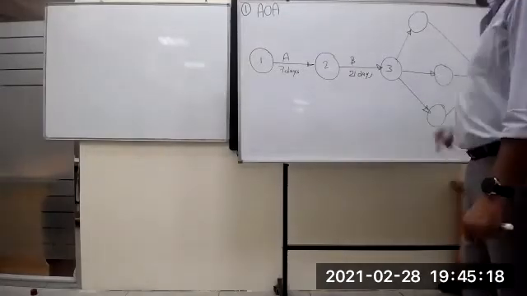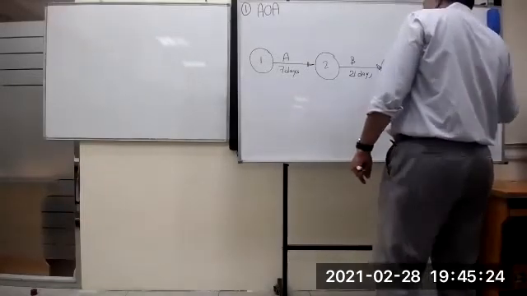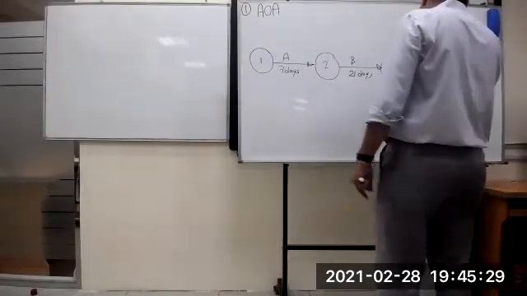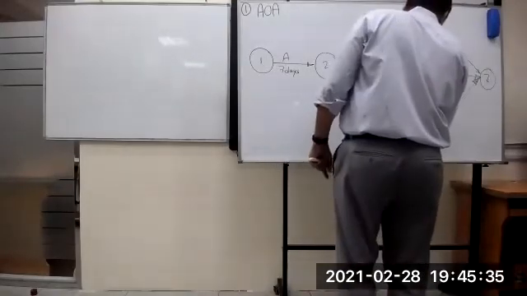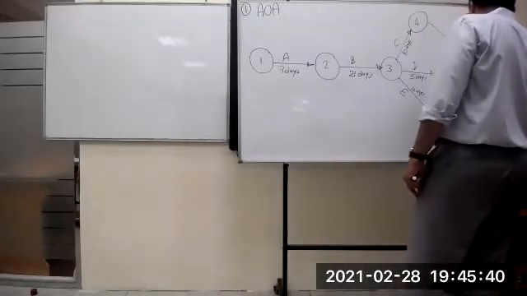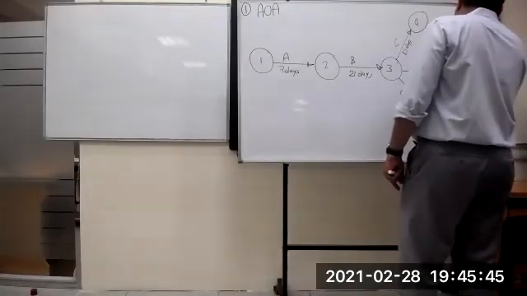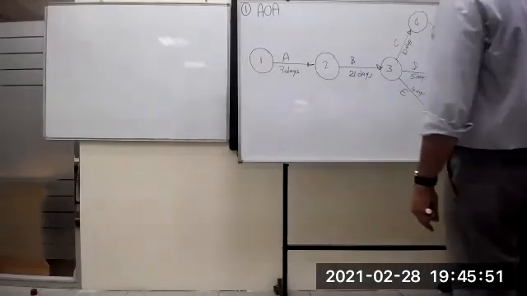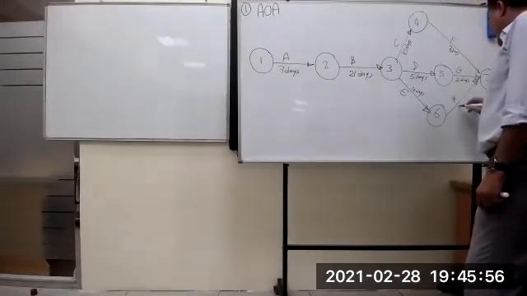How many activities now? 1, 2, 4, 5, 6, 7. A, B, C, 10 days. D, 5 days. And E, 10 days. A, B, and G is 2 days. And F, 7 days. And K here is, you can say, 12 days.